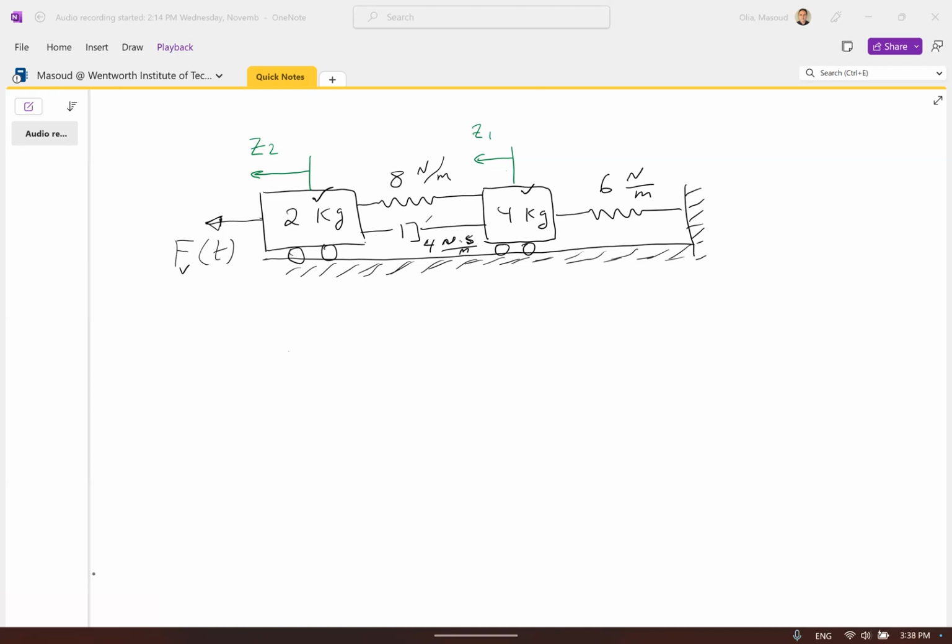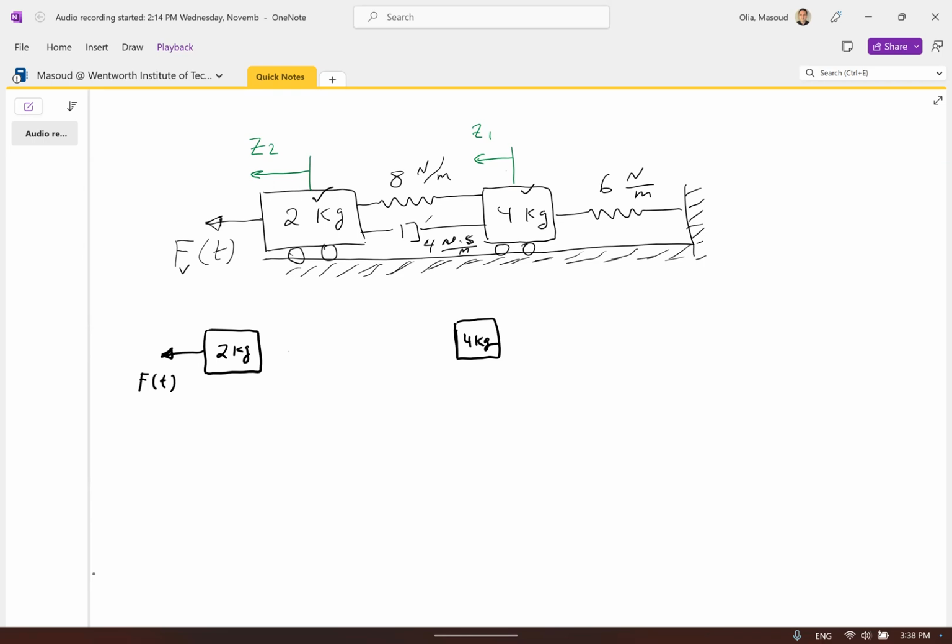So I'm going to start with drawing a free body diagram. I'm going to start with the free body diagram of the 2 kilogram block. And then right next to it, I'm going to show you what forces are acting on the 4 kilogram block. The first thing that we see is obviously this force, F of t, which actually could be anything: a sine wave, a cosine wave, a constant, a ramp function, a unit step, a unit impulse, and so on.